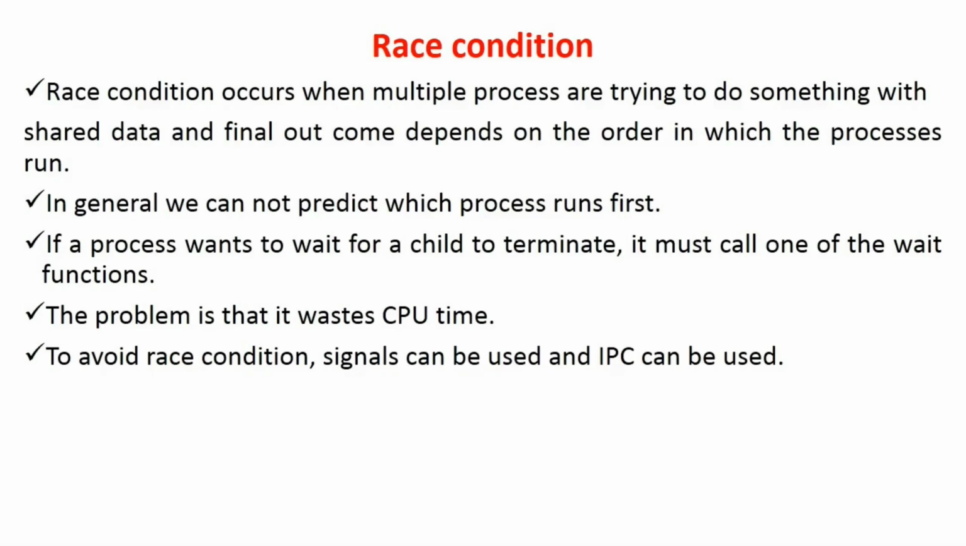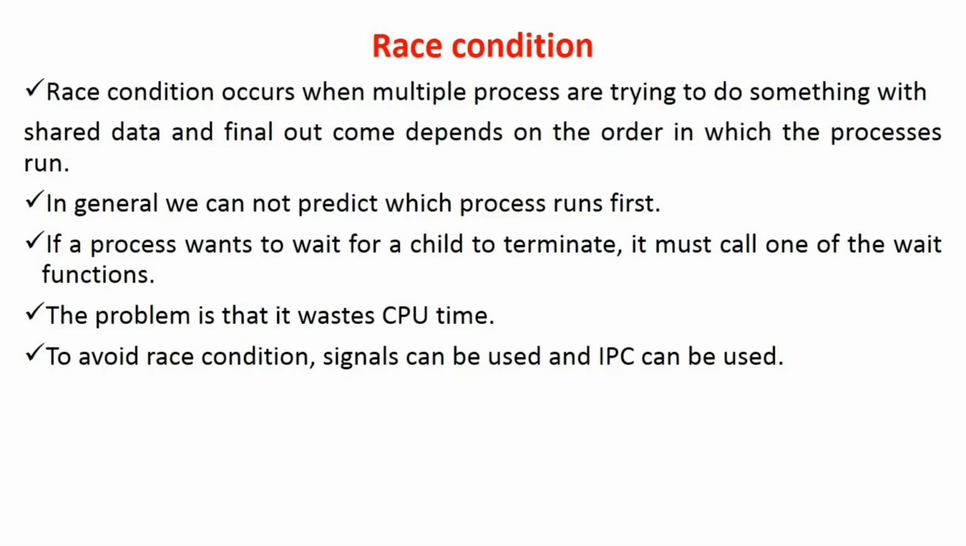If a process wants to wait for a child to terminate, it must call one of the wait functions. So when more than one process is executing, if any process wants to wait for a child to terminate, it needs to call the wait functions. The problem with a race condition is that it wastes CPU time, because all the processes are running at a time, trying to share and get the data to complete the task.